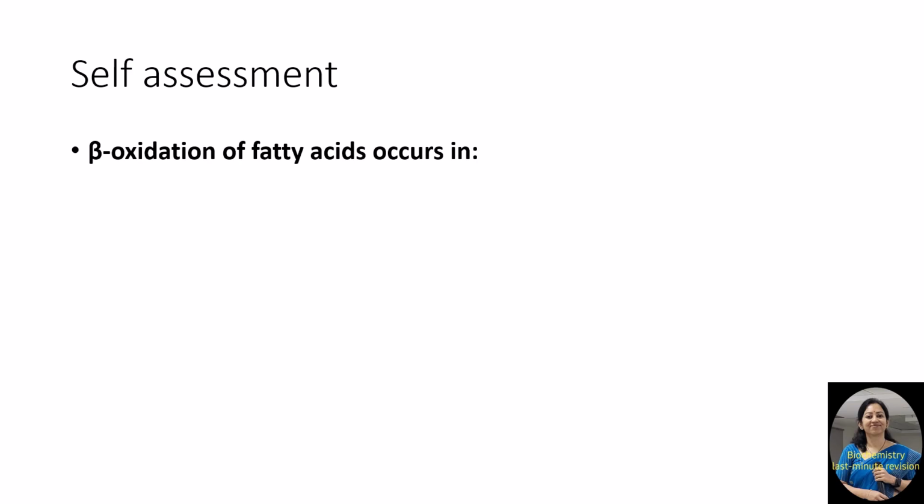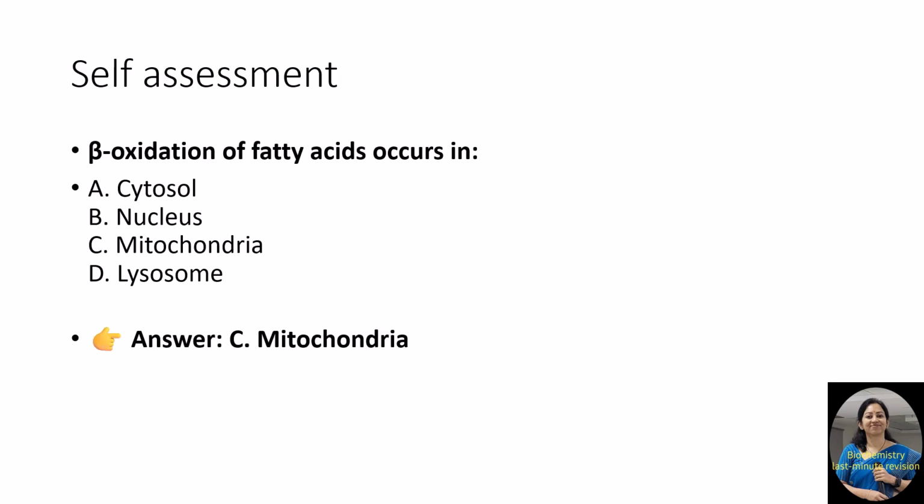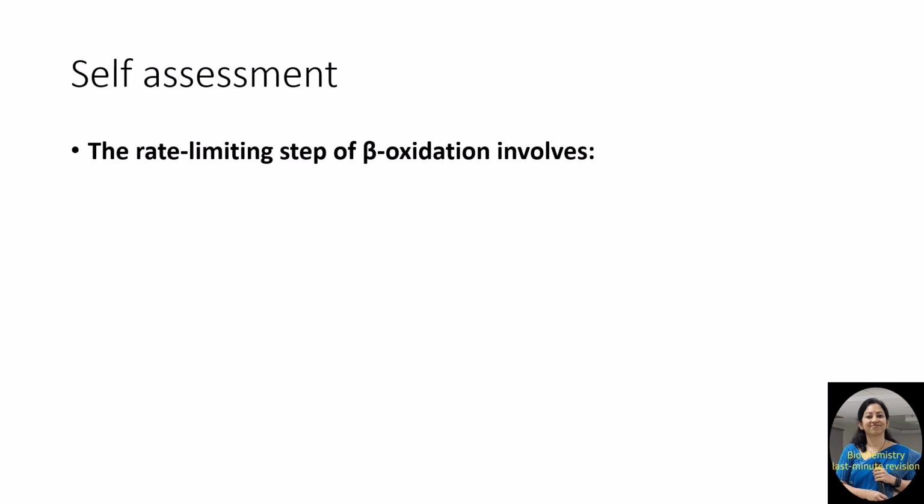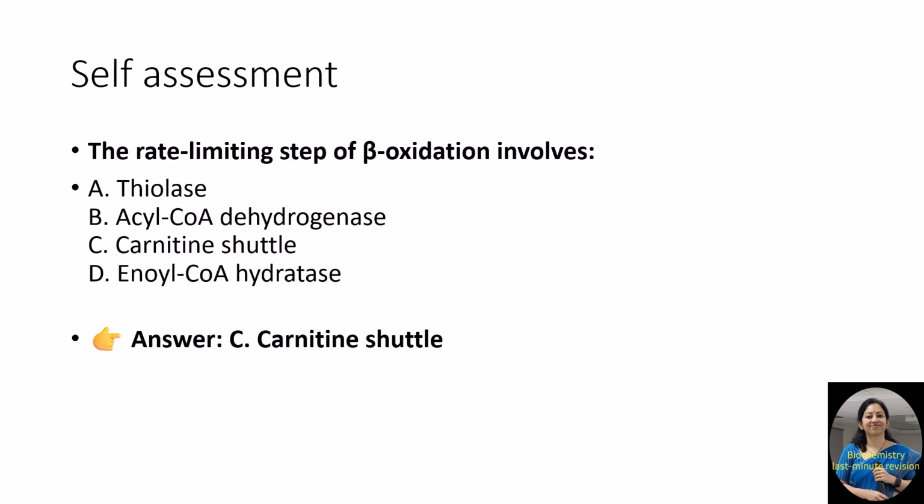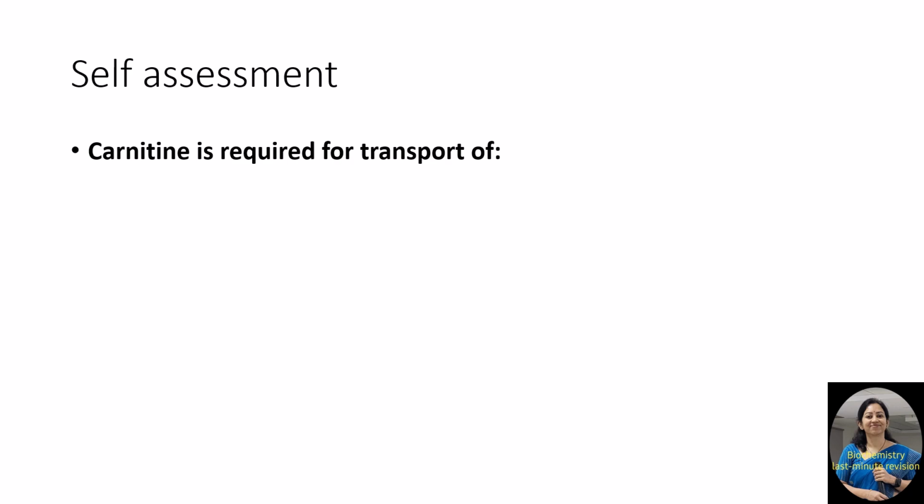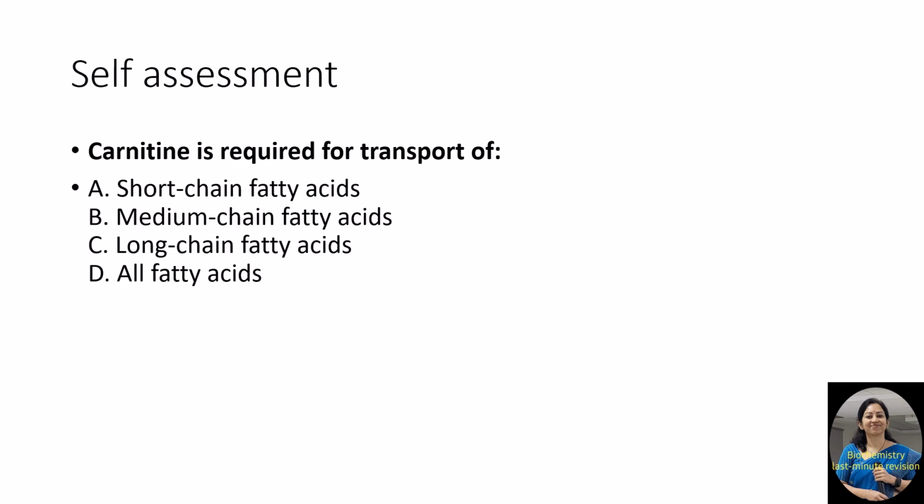Beta oxidation of fatty acid occurs in mitochondria. The rate limiting step of beta oxidation involves the carnitine shuttle. So this holds good mainly for long chain fatty acids, not for medium and short chain fatty acids, which directly enter from the cytoplasm into the mitochondria. Only long chain fatty acids with carbon length more than 14 to 16 require the carnitine shuttle to be transported from cytoplasm to mitochondria. Carnitine is required for transport of only long chain fatty acids with carbon length more than 14 carbon.